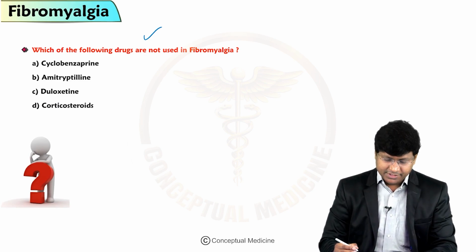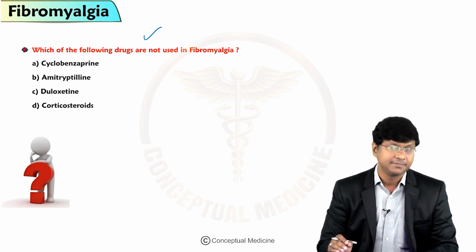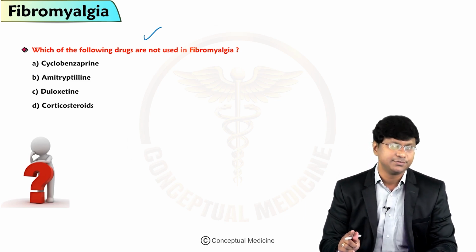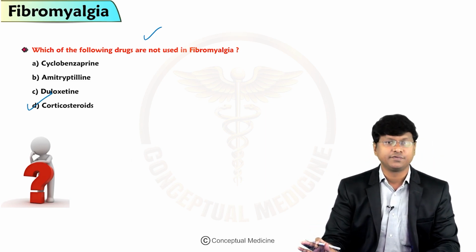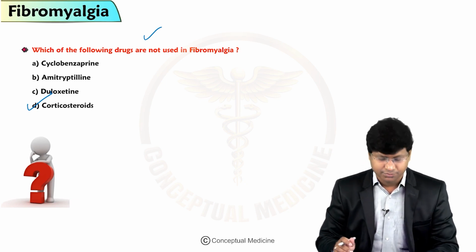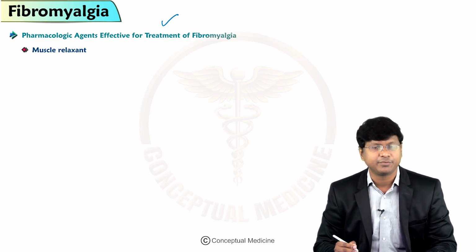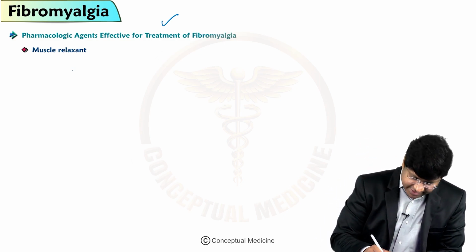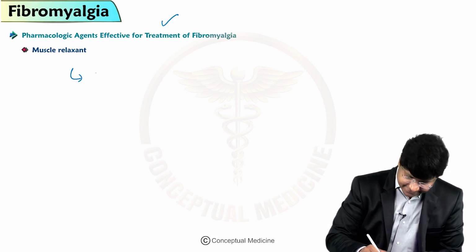And finally, what is the treatment? Which of the following drugs are not used in fibromyalgia? Cyclobenzaprine, amitriptyline, duloxetine, and steroids. Let me tell you, steroids have no role in the treatment of fibromyalgia. Then what are the agents you need to use? The pharmacological agents effective for the treatment of fibromyalgia include, number 1, muscle relaxant. And what is the name of that muscle relaxant? That is cyclobenzaprine.